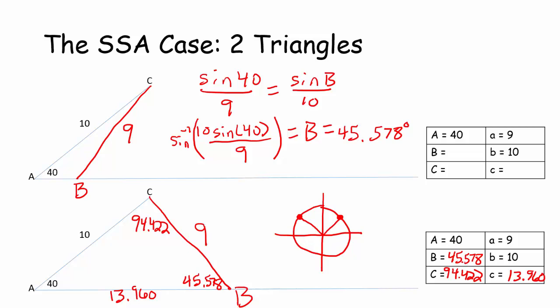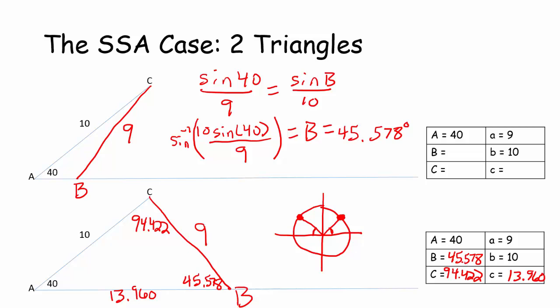Because remember, if this right here is 45.578 degrees, then this reference angle would also be 45.578 degrees to make sure that these two points have the same height on the unit circle. So for this obtuse angle B, the sine inverse function returns only this angle in quadrant 1 because of the restricted range of the sine inverse function. Remember, the sine inverse function is only going to return angles between negative 90 degrees and positive 90 degrees.